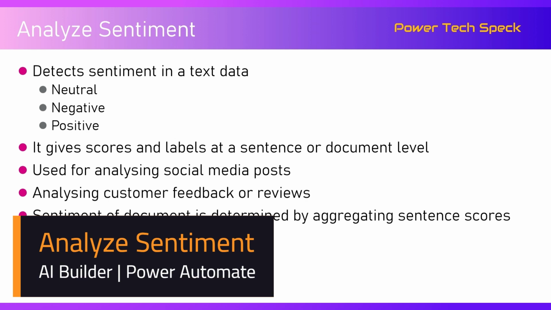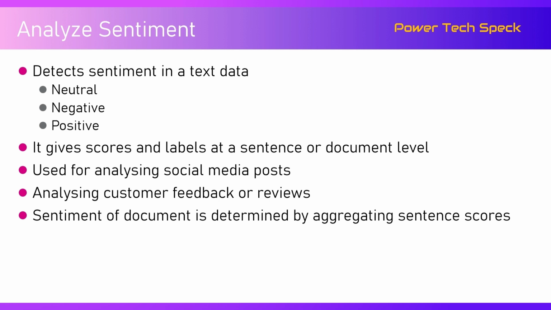In this video, I will be explaining one of the actions within AI Builder named Analyze Sentiment. We are going to use a Power Automate flow with AI Builder connectors to analyze the sentiment of a text. Analyze Sentiment detects the sentiment in text data. It will come out with an output of either neutral, negative, or positive.